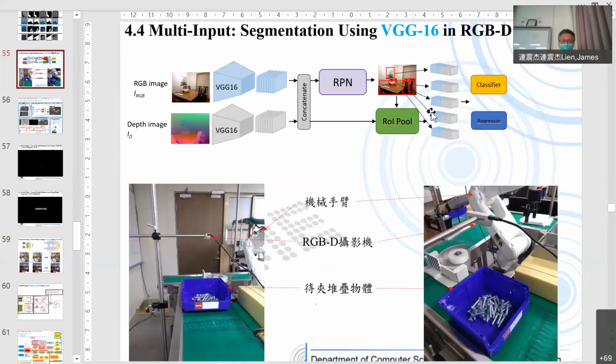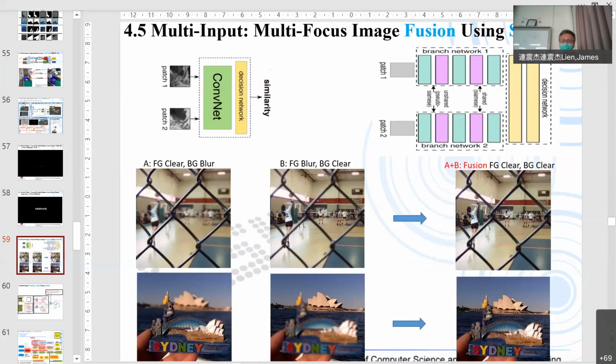The other application is what we talked about previously. We modify the Faster RCNN for this one. Here we call it Siamese, one network we call Siamese, like twins. So this is the application.